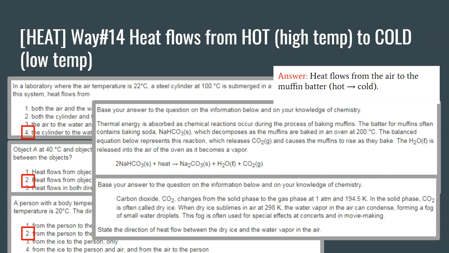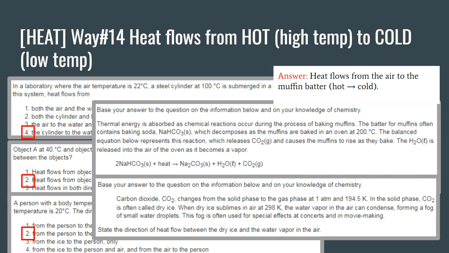Carbon dioxide, CO2, changes from the solid phase to a gas phase at 1 atmosphere of pressure and 194.5 Kelvin. In the solid phase, CO2 is often called dry ice. When dry ice sublimes, which just means convert from solid to gas, in air at 298 Kelvin, the water vapor in the air can condense, forming a fog of small water droplets. The fog is often used for special effects at concerts and in movie making. State the direction of heat flow between the dry ice and the water vapor in the air.